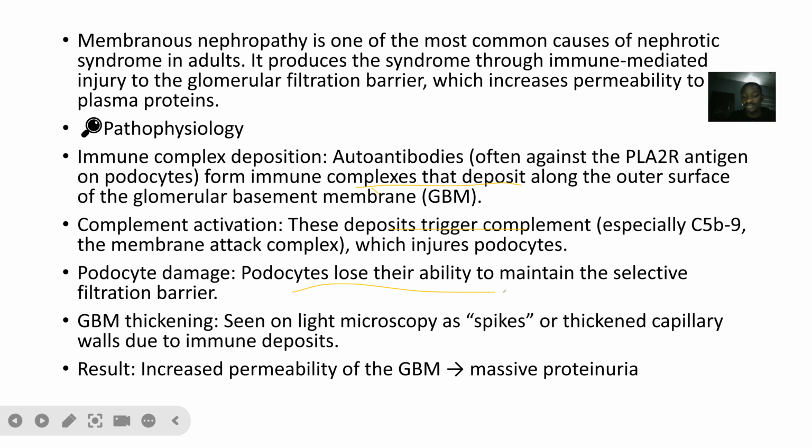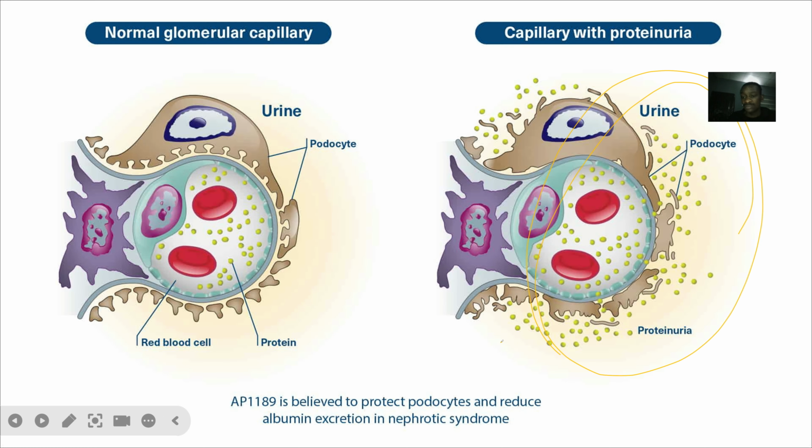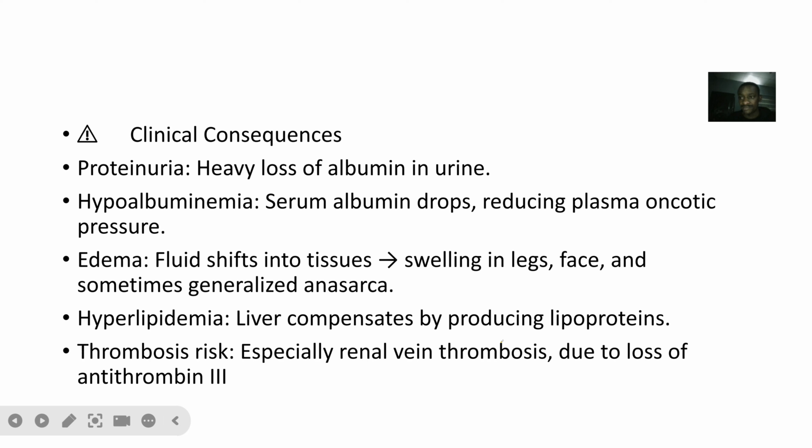Glomerular basement membrane thickening. As seen on the microscope, it starts getting so thick due to immune deposits. As anything gets too thick, it can break, leading to things leaking through it.